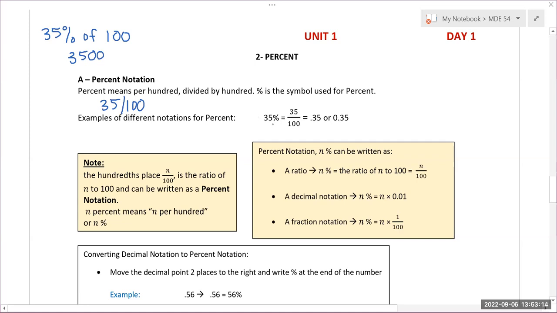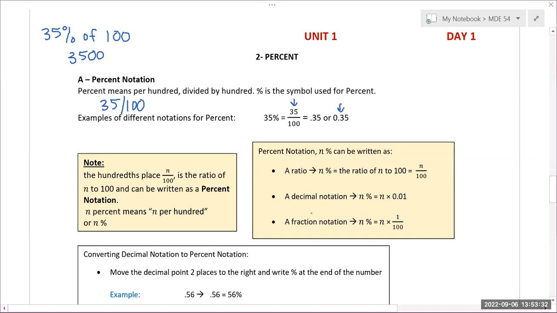So if I were to take that 35% and do 35 divided by 100, that's one way to write it. Or I could do 0.35. So this would be how I put it in an equation, or this, just not as the percent itself.